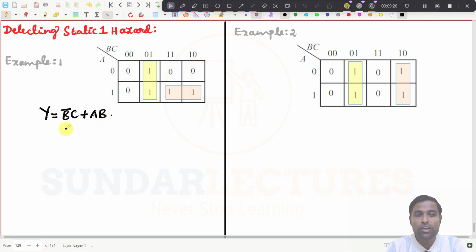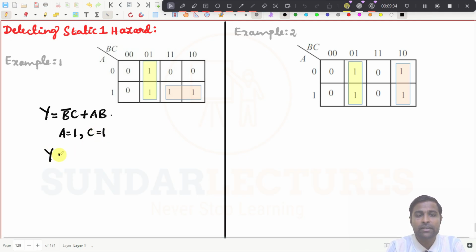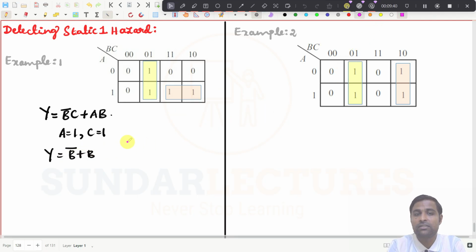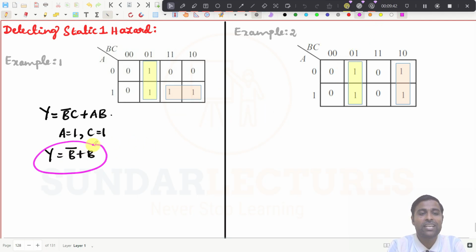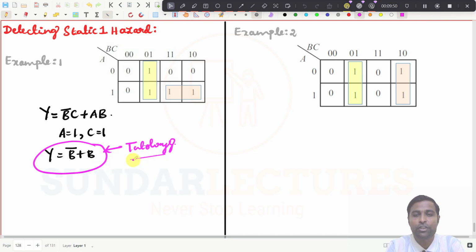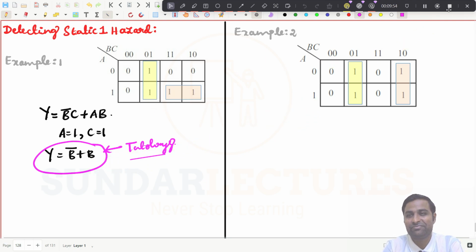So this is the output expression, and you can see here it is B bar and it is B. So if you make A to be 1 and C to be 1, then what happens to this expression? It will become B plus B bar. So what is this one? Obviously you can see that it is a tautology, so obviously it is going to be a static 1 hazard.